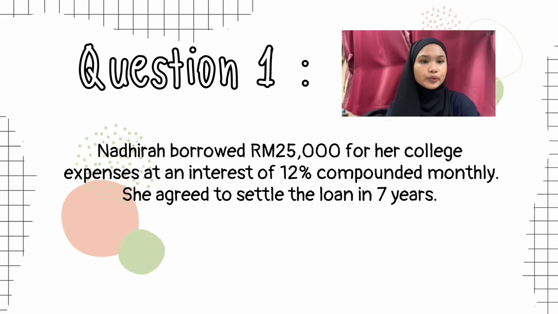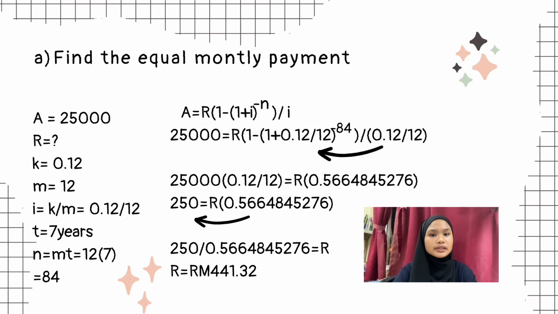I will explain about question 1, part A. Nadira borrowed RM25,000 for her college expenses at an interest of 12% compounded monthly. She agreed to settle the loan in 7 years. Find the equal monthly payment.